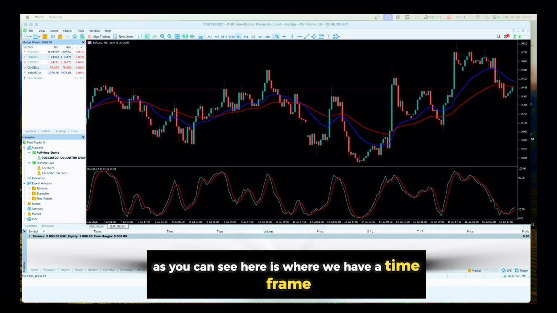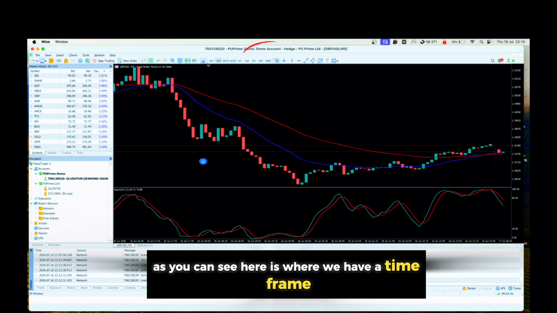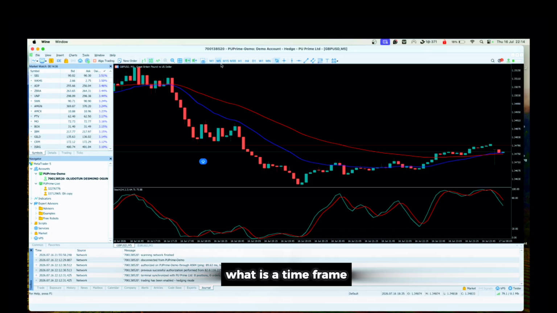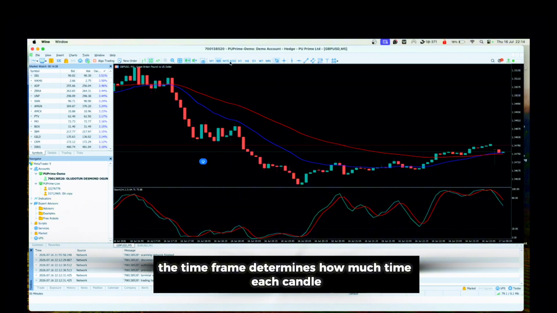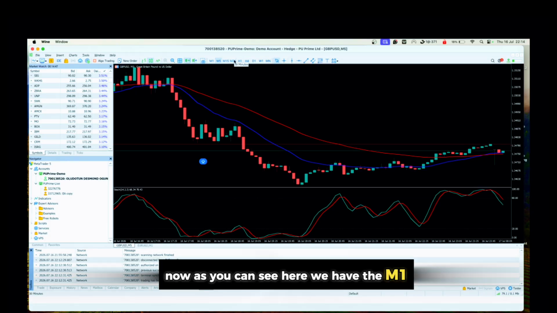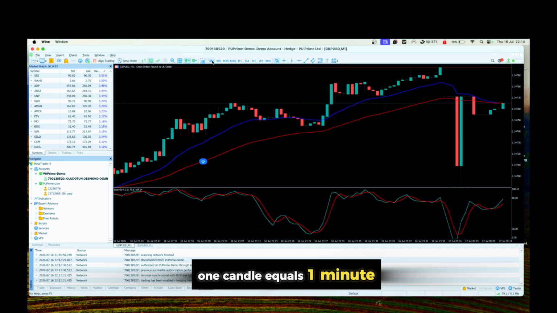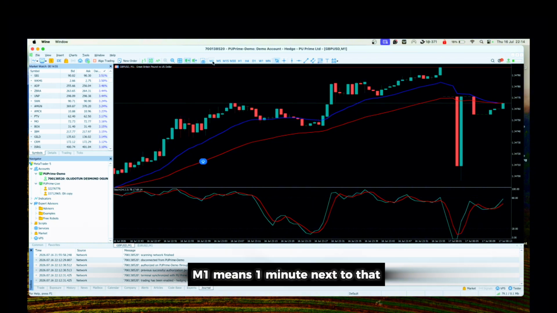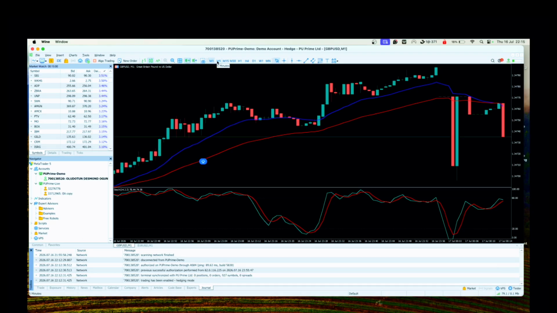As you can see here is where we have a time frame. What is a time frame? The time frame determines how much time each candle represents. Now, as you can see here, we have the M1. One candle equals 1 minute. M1 means 1 minute.